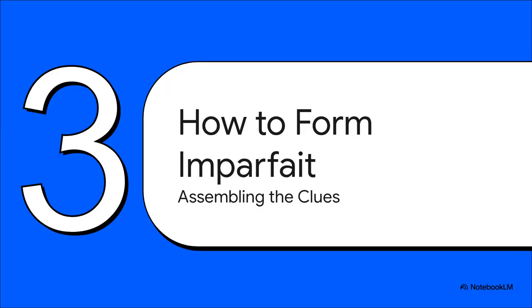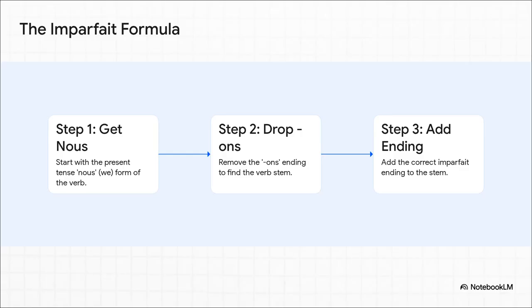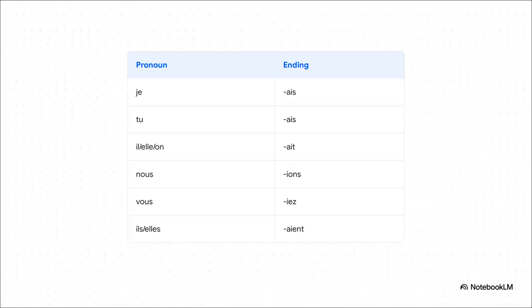And you know what's kind of funny? For a tense that seems so nuanced, forming it is actually incredibly simple. There are almost no exceptions. Let's look at the evidence. It's a simple 3-step trick. You grab any verb, find its nous form in the present tense. Say, for to speak, it's nous parlons. Then you chop off that ons at the end. That gives you your root, parl. From there, you just stick on the right ending. Easy as that. And these are the endings you need.